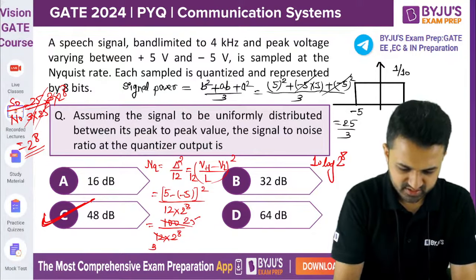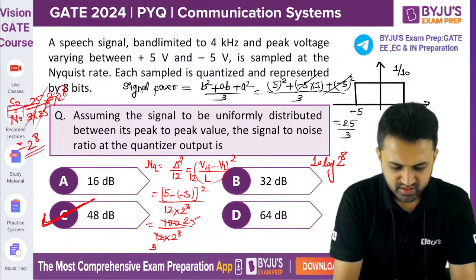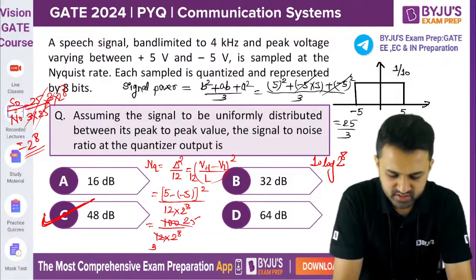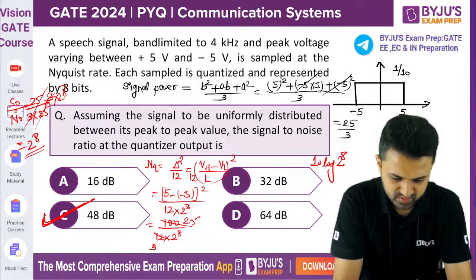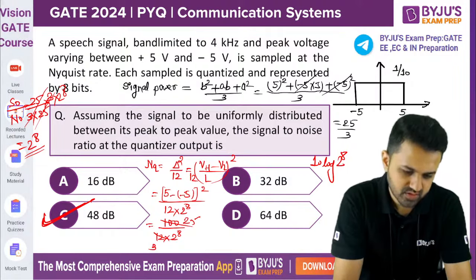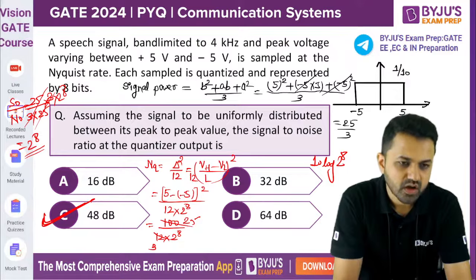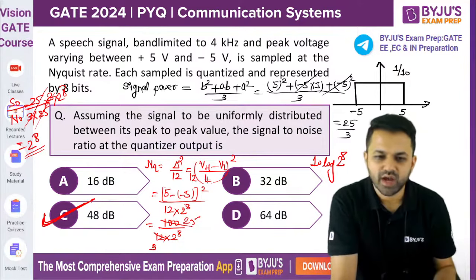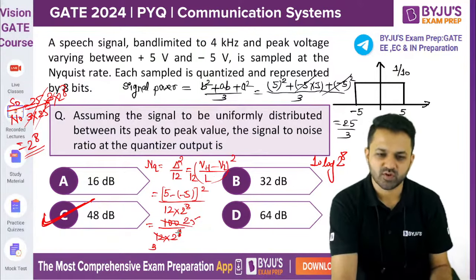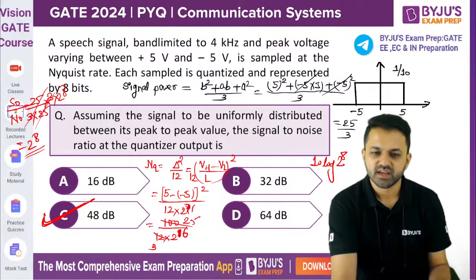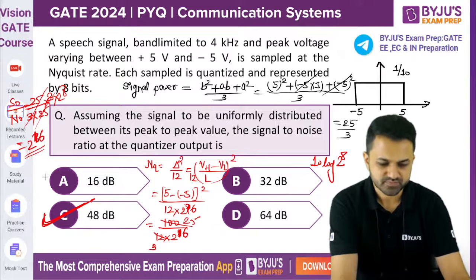Let's check with the calculator. 10 log 2 to the power 8. Yeah, so L square was there. So it is 2 to the power 16, and 2 to the power 16 is 48 dB.